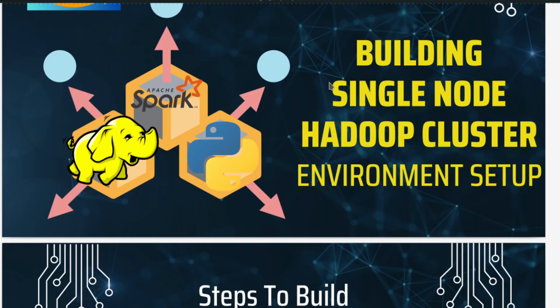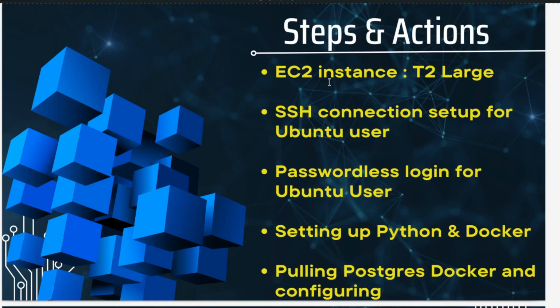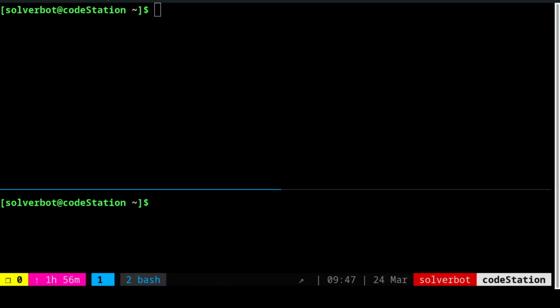Let us continue with the activity of the steps that we are doing in this video. We will be setting up passwordless login first, and then we will set up the Postgres Docker container, and then configure the Postgres Docker container in such a way that it can become the Metastore for the big data cluster that we are building. So without further ado, let us go to the terminal, and I have already started.